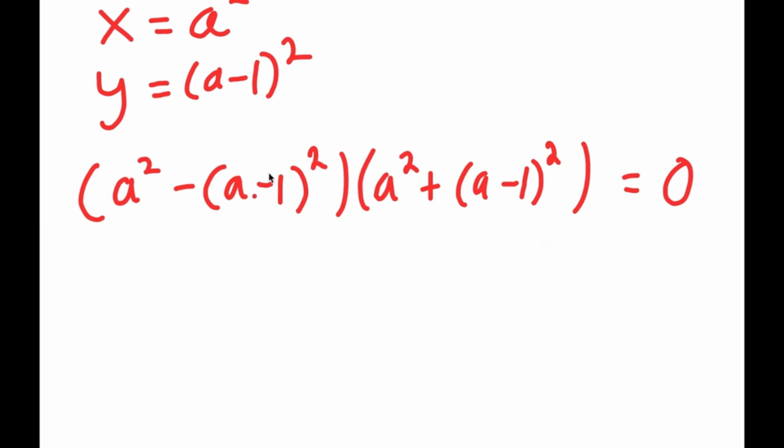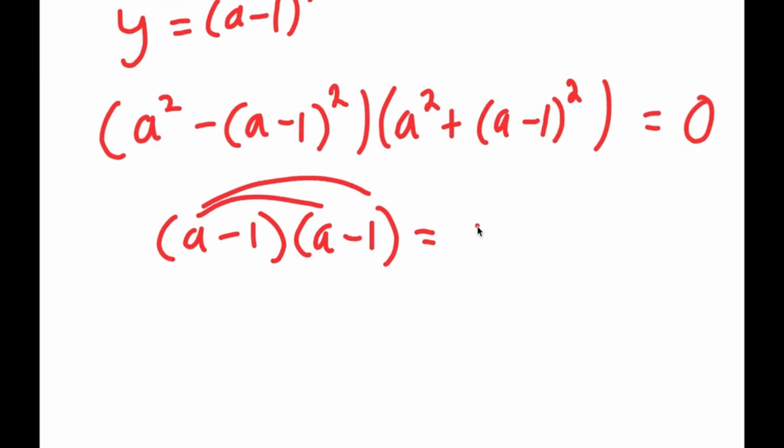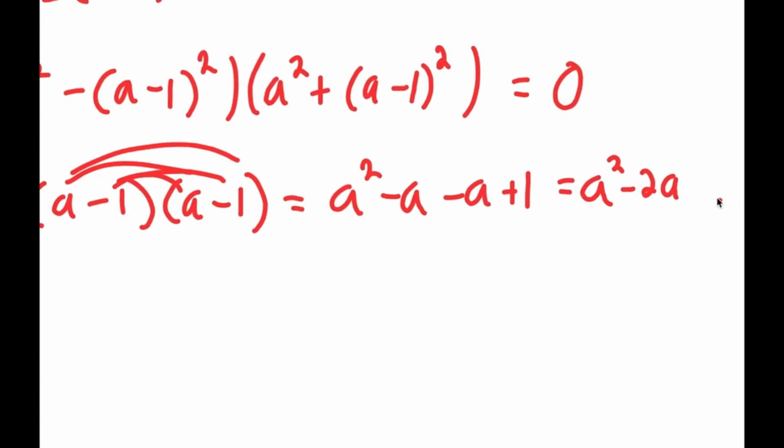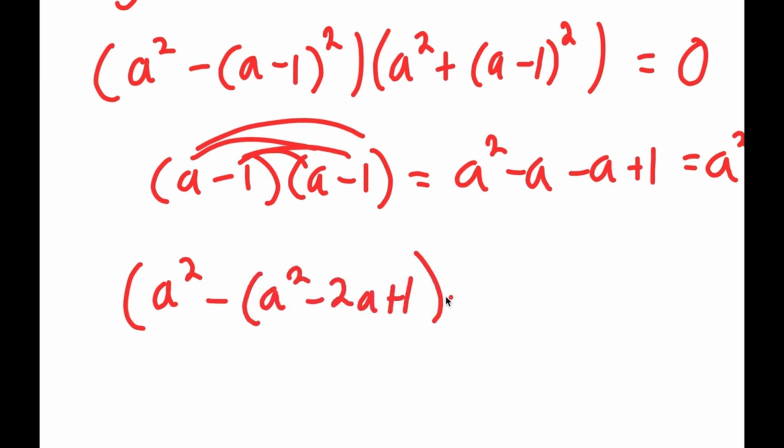Now, we're going to go ahead and expand (a - 1) squared. So (a - 1) squared is the same thing as (a - 1) times (a - 1), which is equal to, I can distribute the a, a squared minus a. Now if I distribute the negative 1, minus a plus 1, which is equal to a squared minus 2a plus 1. So now I get a squared minus 2a plus 1.